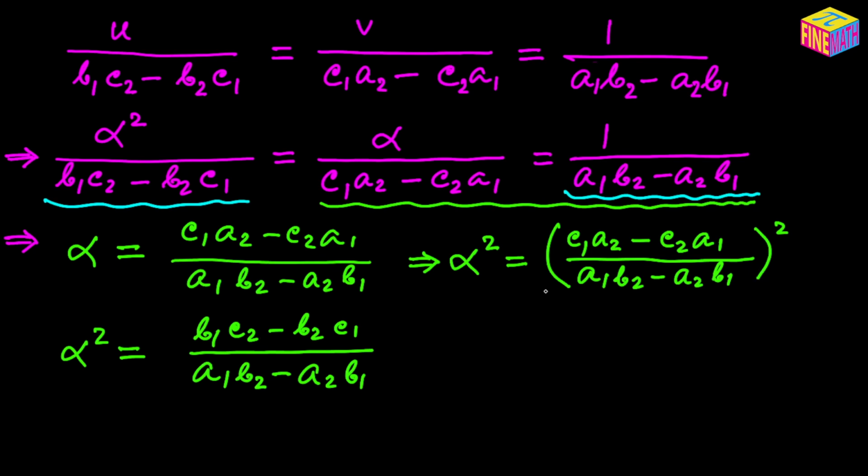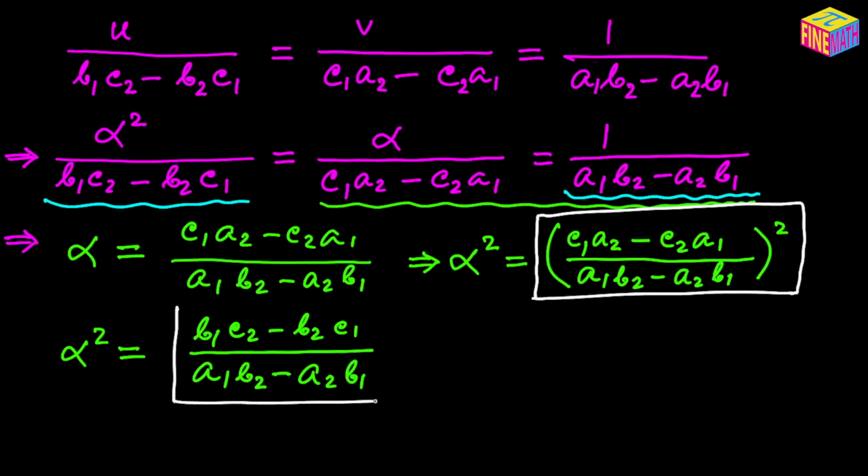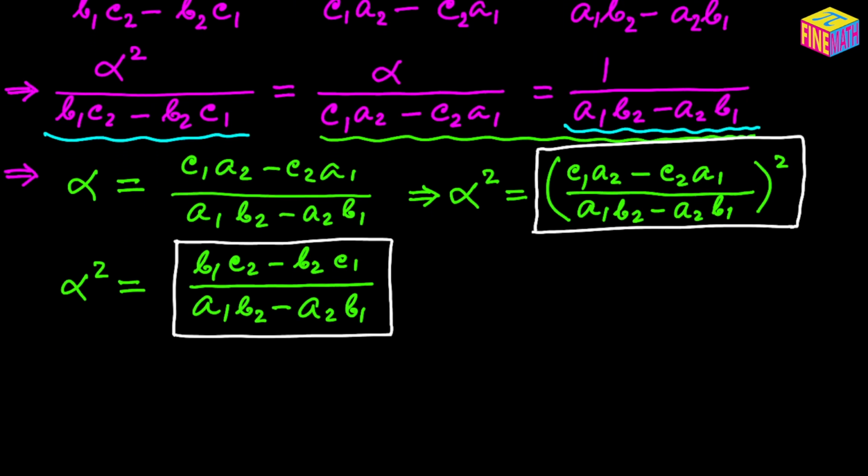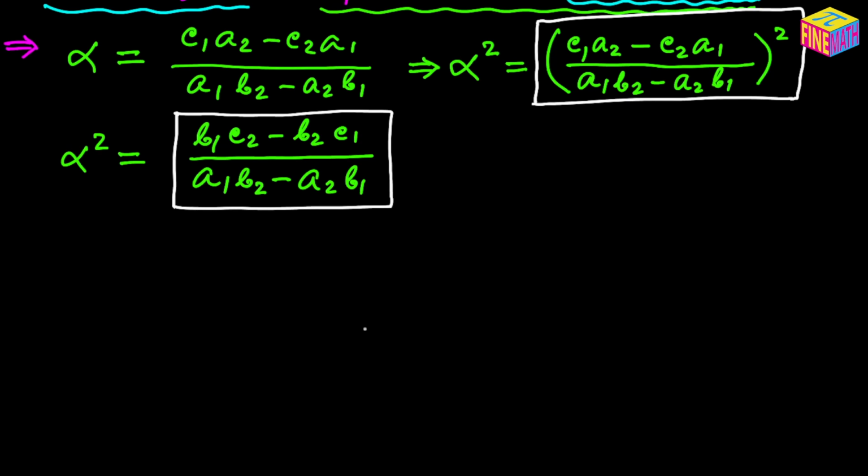Now let's focus on these two, right? So the value in the white box right here represents alpha squared, and here also this other value in the white box also represents alpha squared. Now they must be equal because they both represent alpha squared. So now I'm going to equate them, right? So let's equate them and then see what happens.